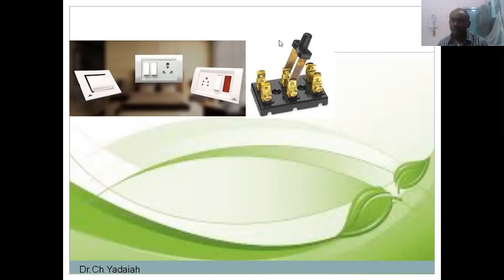If it is moved in this direction, it is a single throw. That means the load connected to this side is operated. If it is opened and moved to this direction, then whatever supply is given is disconnected from these terminals and connected to these terminals, and the appliance connected to this side is operated. That's a double throw knife switch, generally used in our laboratories. Single throw, single pole, and triple pole also; R phase, Y phase, B phase we can use. These are heavy copper based switches.